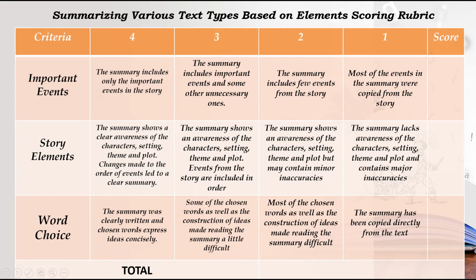The last thing to be considered is your word choice. 4 points will be given to you if the summary was clearly written and chosen words express ideas concisely. 3 points if some of your chosen words as well as the construction of ideas made reading the summary a little difficult. 2 points if most of the chosen words as well as the construction of ideas made reading the summary difficult. And 1 point if your written summary has been copied directly from the text.